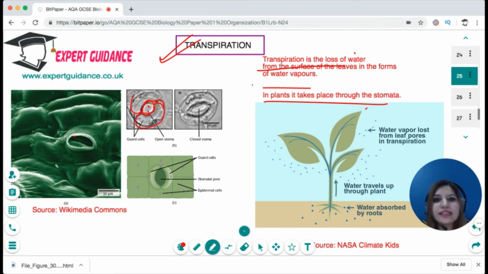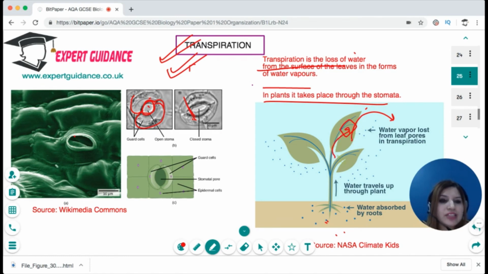The guard cells open and close, which controls the water movement, and the gas exchange also takes place through the stomata. Now this transpiration makes the water uptake or the water transport system. How? Water is lost from the leaf pore in the form of transpiration. This decreases the concentration of the water, so the water from the neighboring cell moves in.